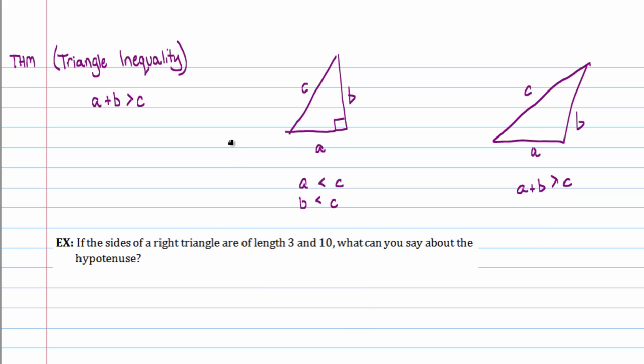As a simple example, if the sides of a right triangle are of length 3 and 10, what can you say about the hypotenuse? Well, I know that by the triangle inequality, the hypotenuse, C, has to be less than 3 plus 10, or in other words, the hypotenuse is less than 13. I definitely know that.